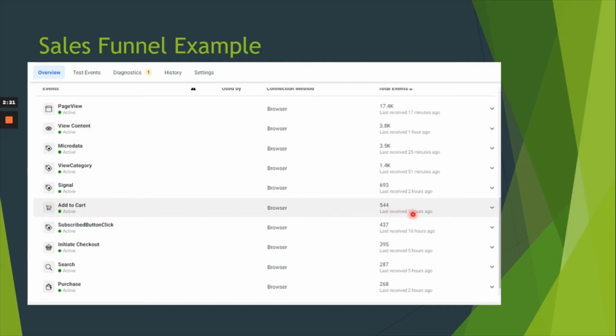After the add to cart, we have the initial checkout page. So if you can take a look at the initial checkout number, you can see there are 395 people out of those 544 people who did initial checkout after the add to cart. Okay, so now if you take a look at the purchase number, you will see only 268 people made a purchase out of those 395 people. So the number will decrease as it's really difficult to push the visitors down the funnel to make a purchase, and that's what I am talking about.